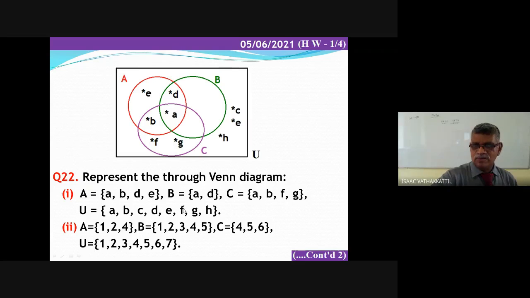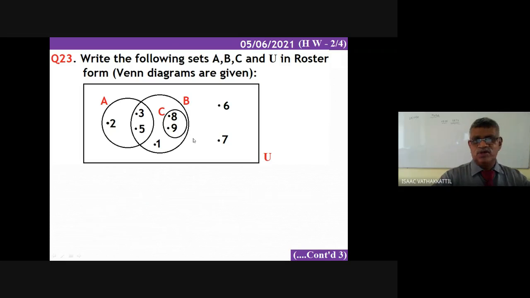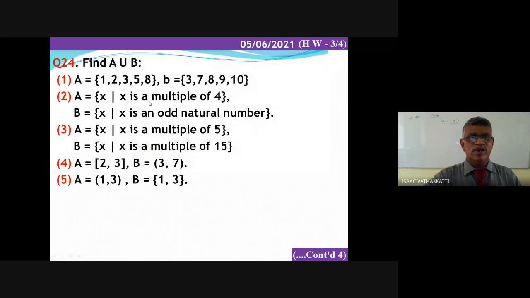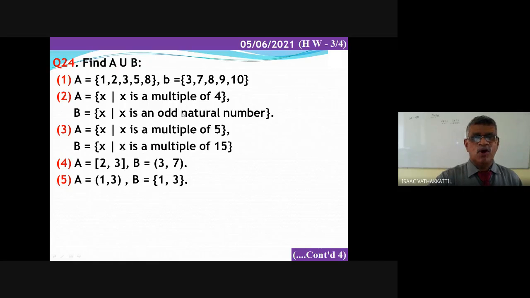Second one you will do. Write the following sets. Your sets A, B, C you can write, and the universal set also. Any doubt here? A union B. Yes, sir, I have doubt in two questions, second and third.